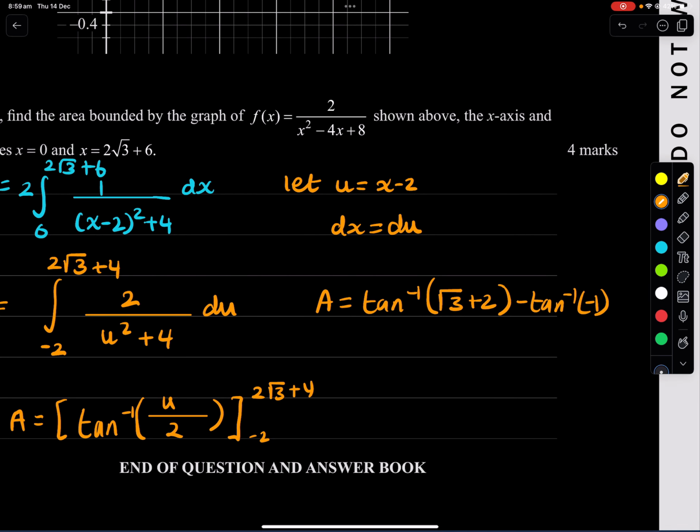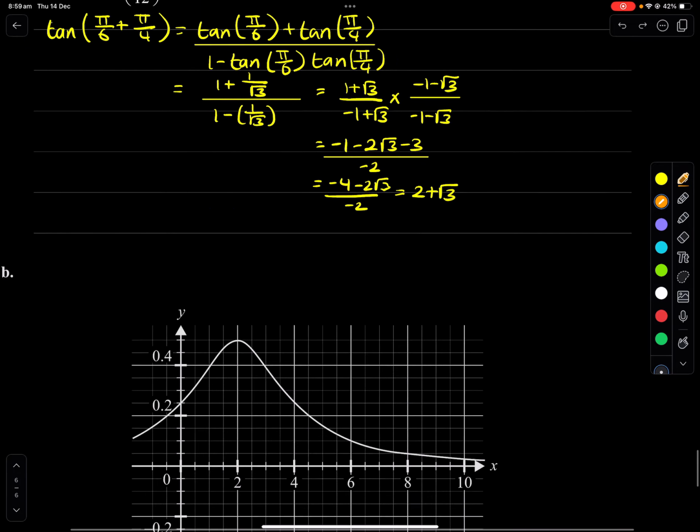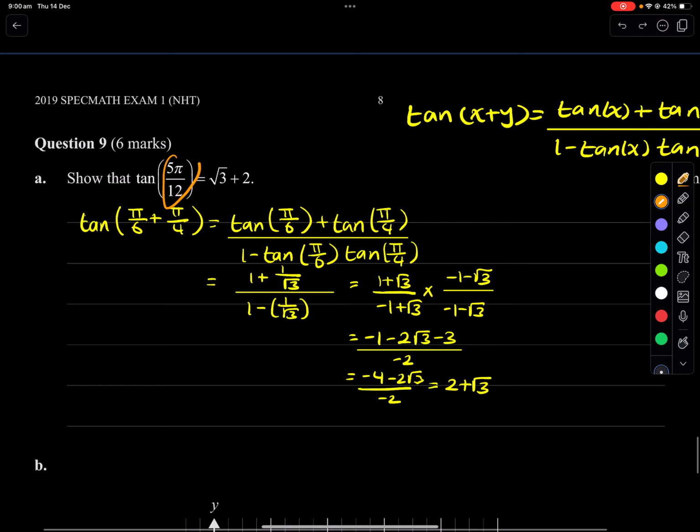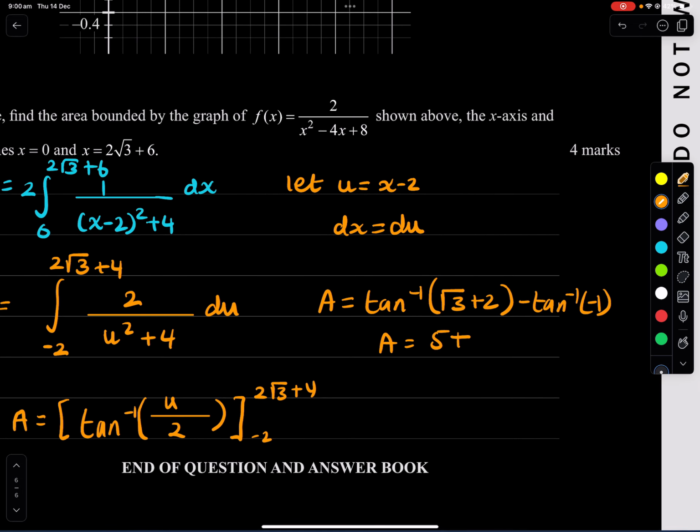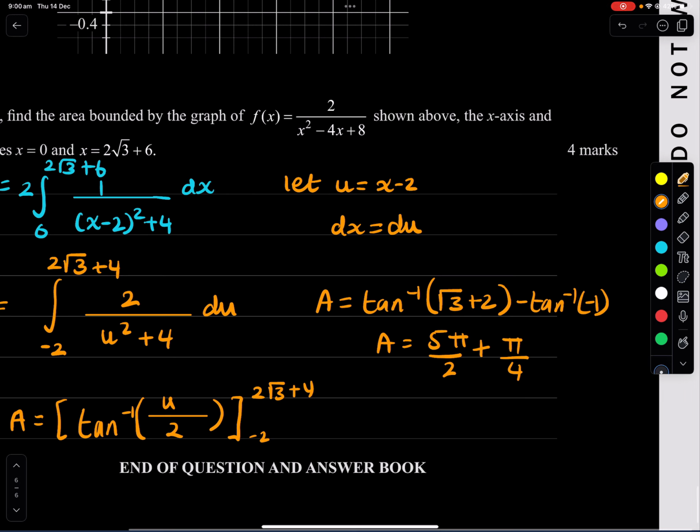Which hence is, we know already this is great because this whole expression is just this. What's the angle of root 3 plus 2? It is 5 pi over 12. So going back here, 5 pi over 12 minus, so tan inverse of negative 1 is negative pi over 4. So it'll be plus pi over 4. Is that right? Tan inverse of negative 1 is negative pi over 4 and then negative. Okay, yep.